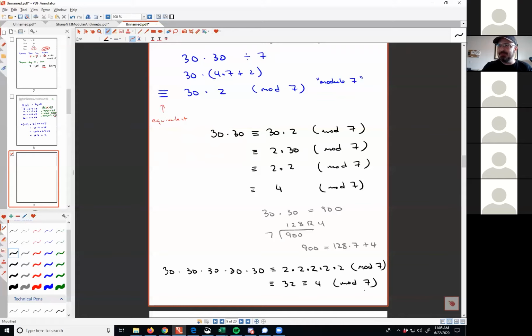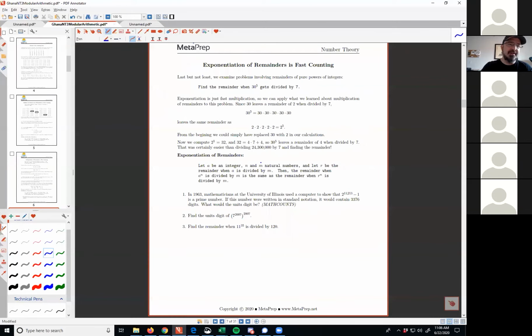Does this seem easier? Yes, it does. Yeah, very much easier. We can dodge a whole lot of time-consuming computation that way. Now let's use this in some problem solving.